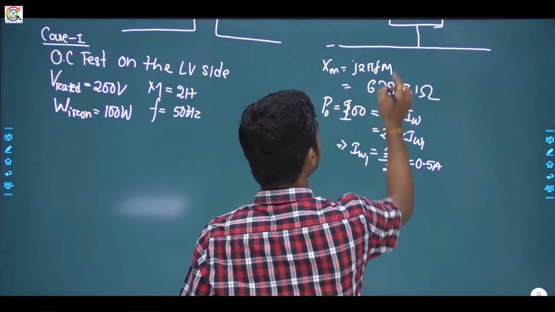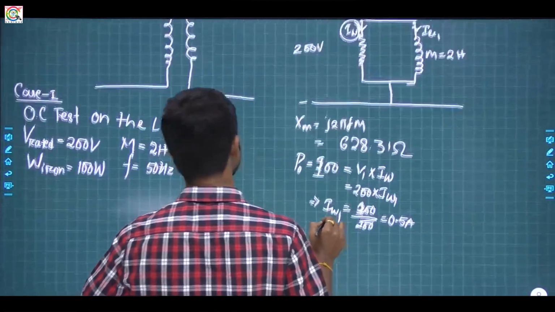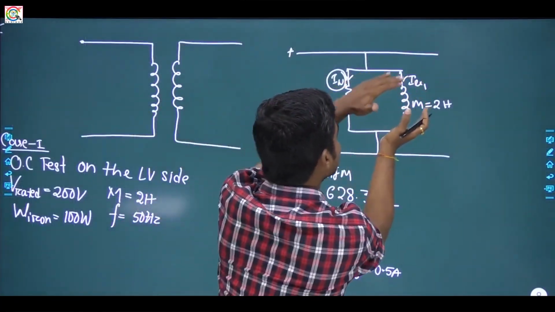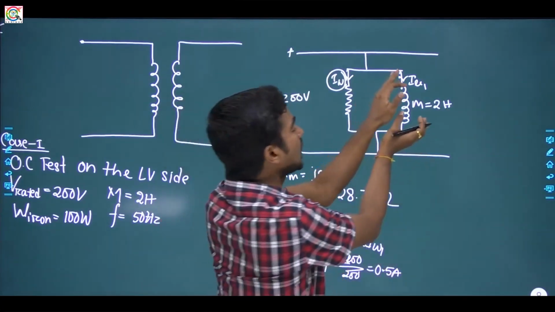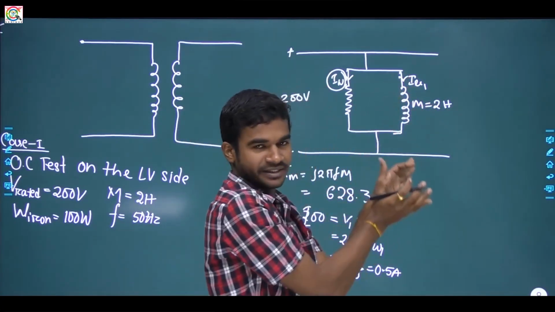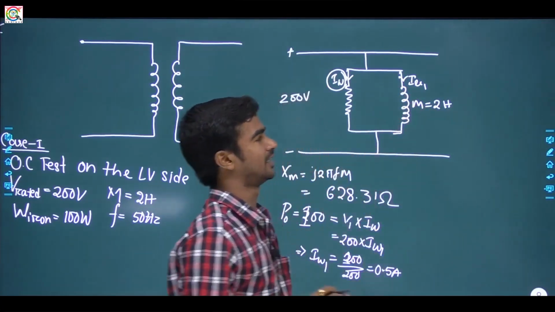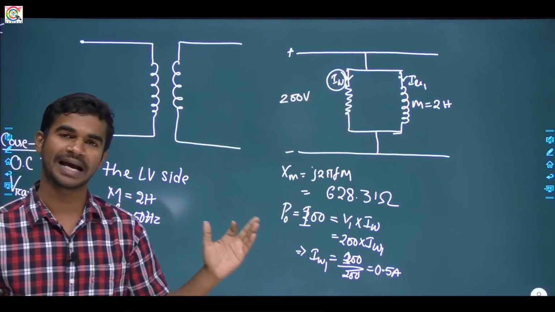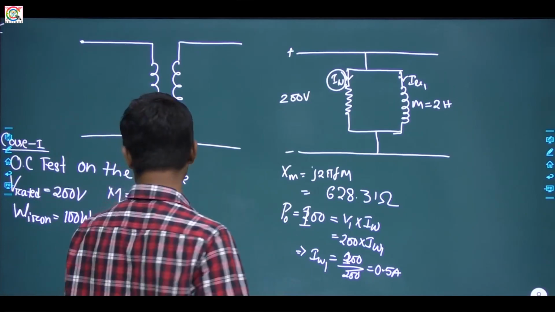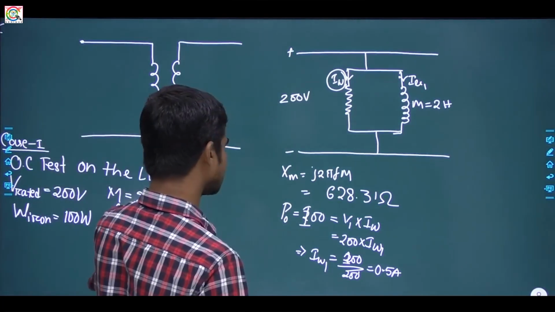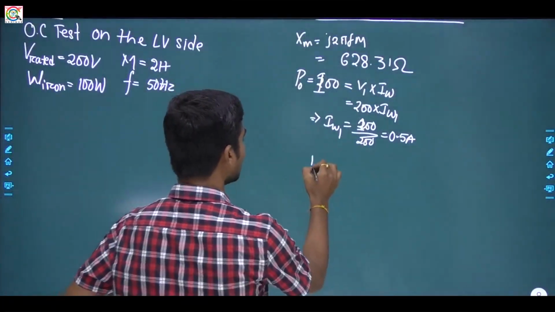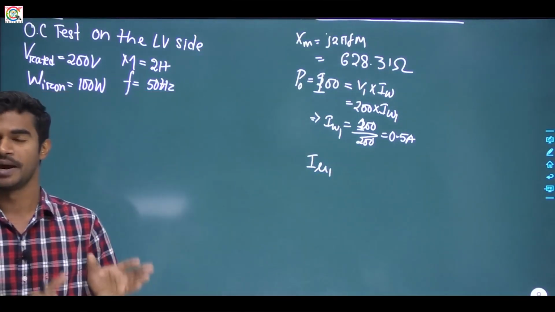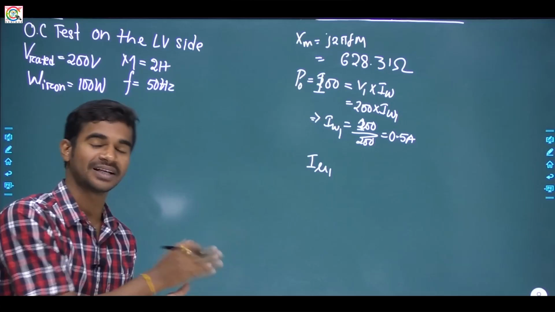And from this circuit, I know the value of voltage across this inductor. I know the value of the impedance, or the reactance, of this inductor. Then I can easily find the value of I mu1, that is the magnetizing current, in the first case, when the open circuit test is conducted on the low voltage side. Are you getting my point? This is a very simple question, but you have to apply the concept.